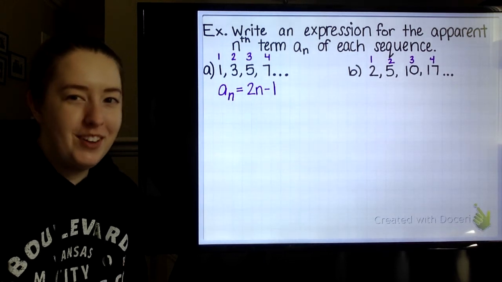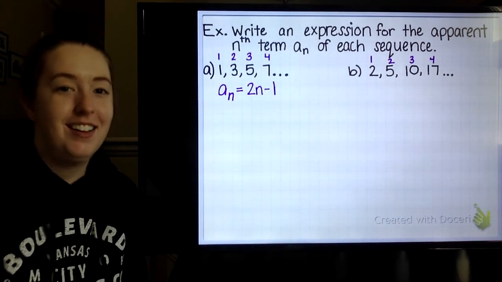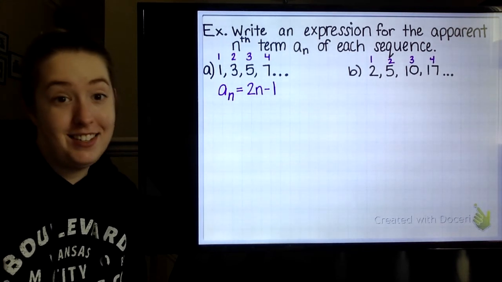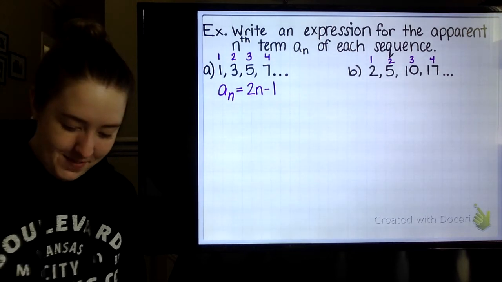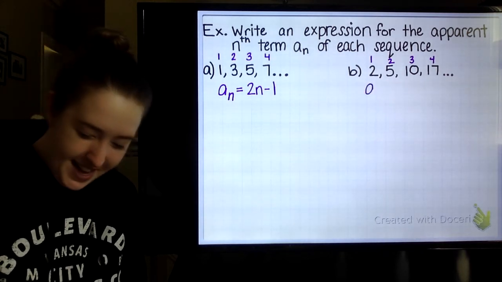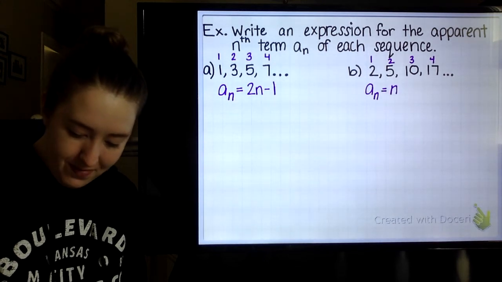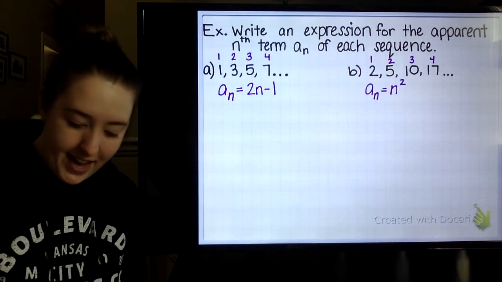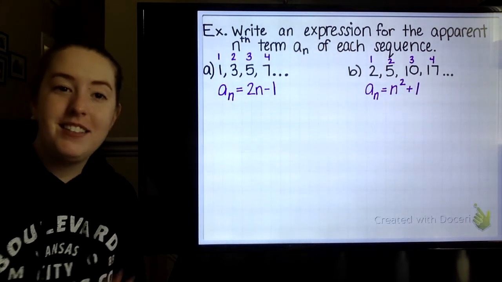2 is 1 more than 1. 5 is 1 more than 4. 10 is 1 more than 9. 17 is 1 more than 16. See what I'm getting at now? If we take our term number and square it, and then we add 1, we'll end up with that sequence.